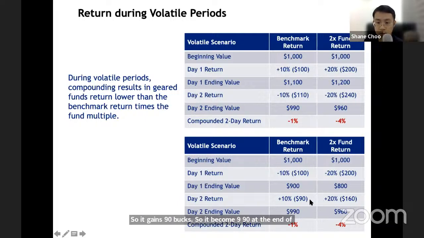Because the index is up 10%, the 2 times leverage fund is up by 20%. 20% of 800 bucks is 160, so you're up to about 960 bucks. So by the end of the 2 days, the benchmark return is down 1%, but the 2 times leverage fund is down 4%. All right, you see that? So the investment return over more than 1 day is not likely to equal the multiple times the benchmark return.